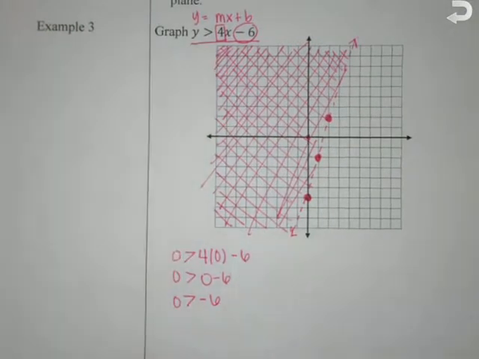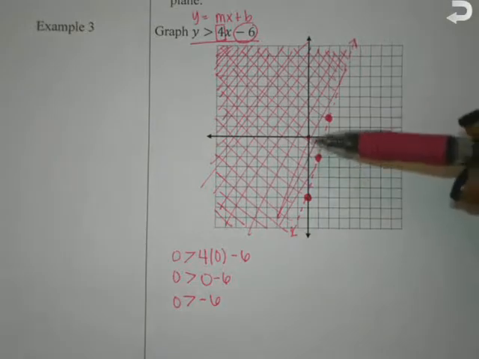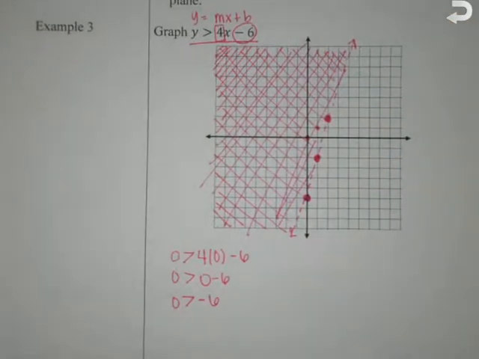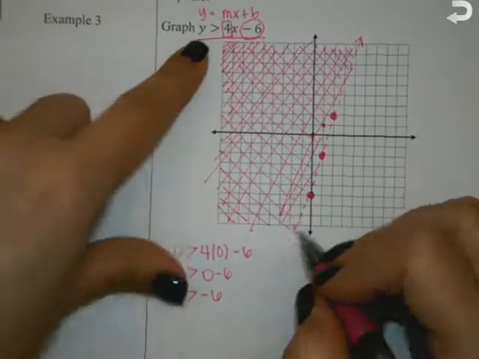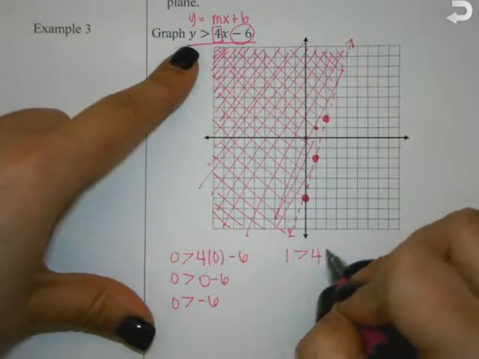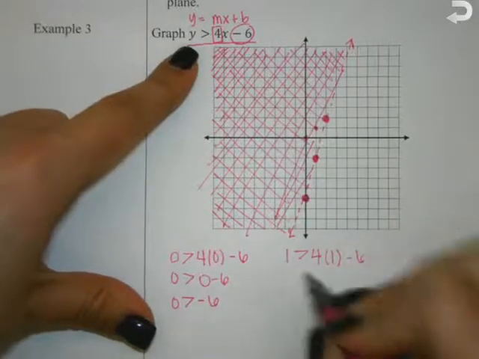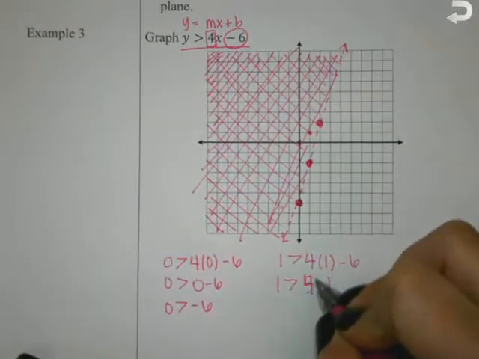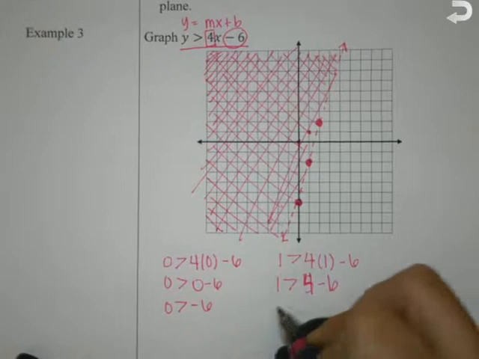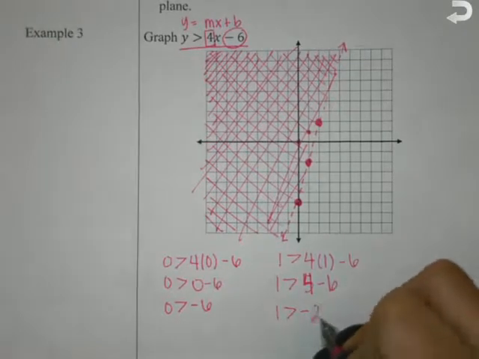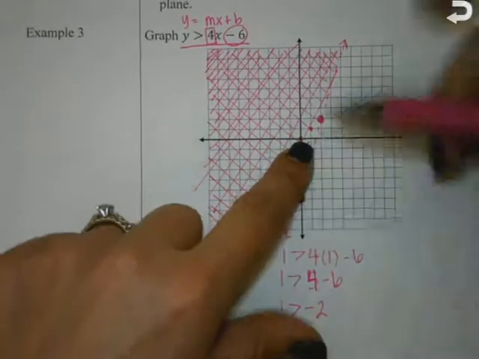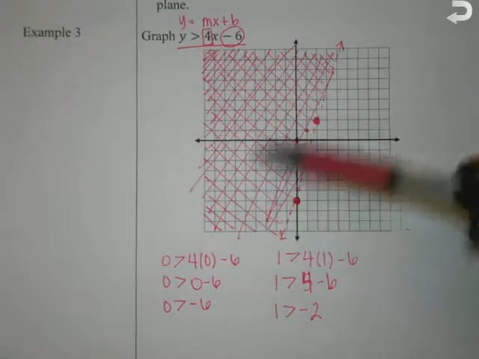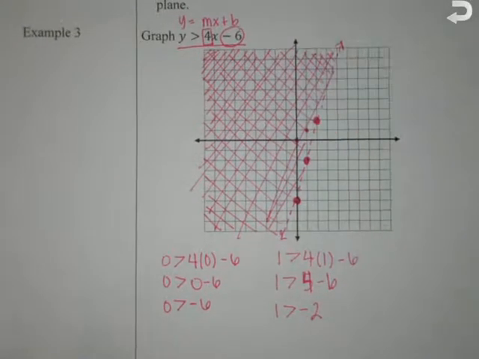So I could even pick, what's another point in the shaded area? How about 1, 1? Does 1, 1 lie within the shaded area? Okay, I'll plug it in really quick to show you. So 1 is greater than 4 times 1 minus 6. So that means 1 is greater than 4 minus 6. So 1 is greater than negative 2. Is that a true statement? Yes. So 1, 1 also lies within the solution. So any point in the shaded area should give us a true statement in the inequality.